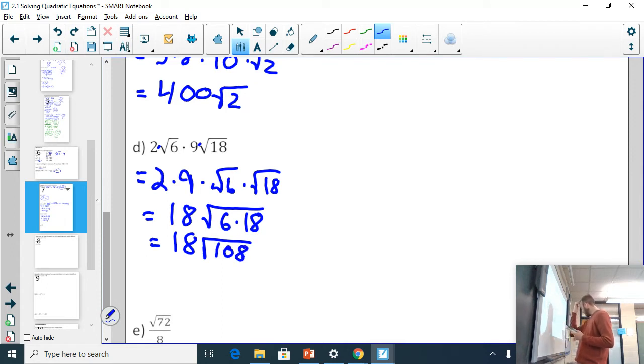And now I'm just going to see what factors go into 108. And I think 64 is not there. 49, I don't think is one of them. We try 16, no. Can we try 9? Yeah, so 9 works.